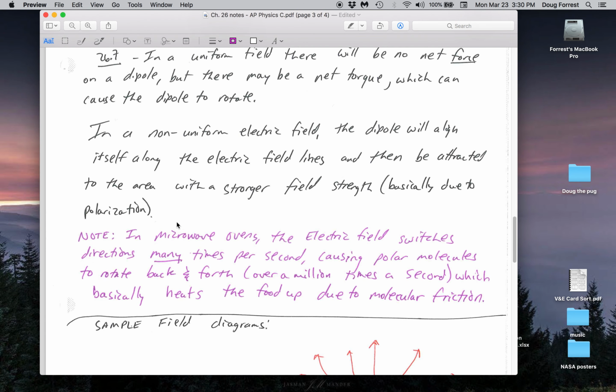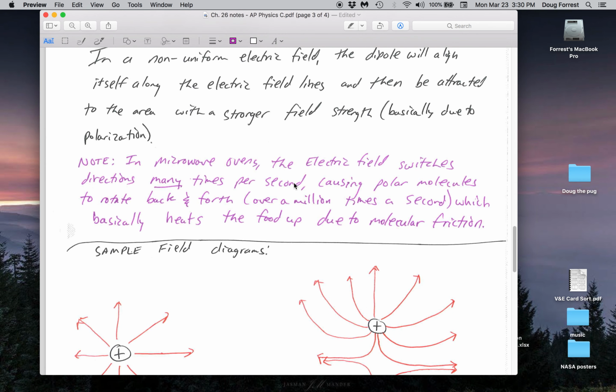So, cool fact, in microwave ovens, the electric field switches many, many times per second. I'm trying to think about how many megahertz they are, but there's a lot. And essentially that causes polar molecules like water to rotate back and forth very quickly, which basically means that the water molecules rub against other molecules and they heat it up. So it's really molecular friction, which is kind of how a microwave works.